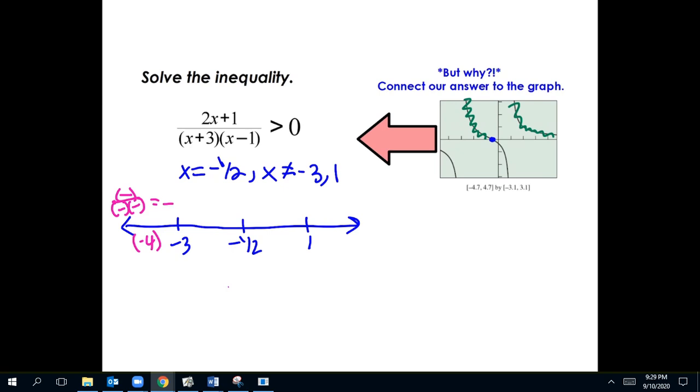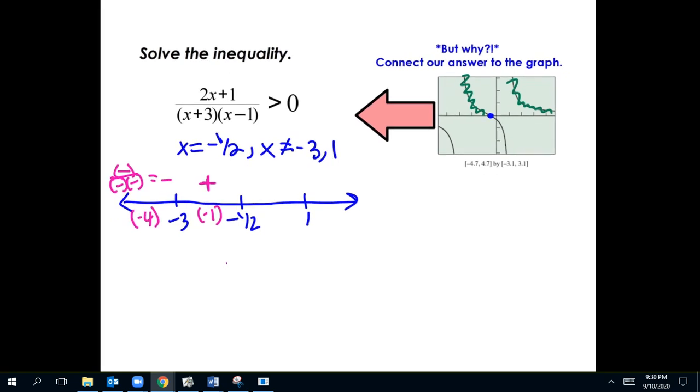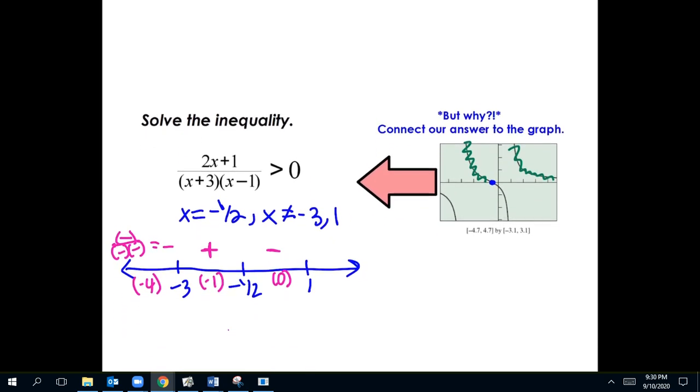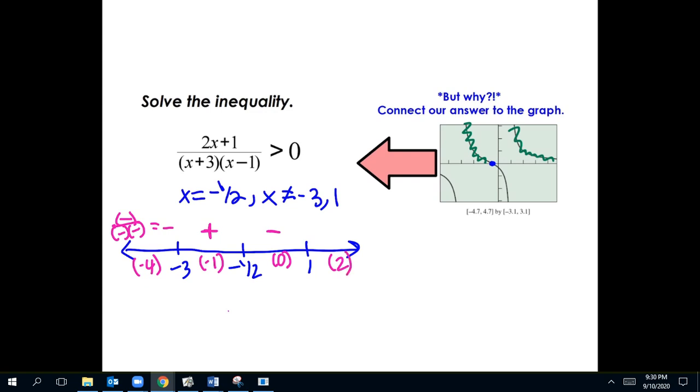Between -3 and -1/2, I'll pick -1. I'm not going to show all that work. It's still -1 will be a negative, positive, negative. There's 2 negatives that time, and so that makes it a plus. Then from -1/2 to 1, we have 0. And so there I can see there's only one negative. That makes the whole thing a negative. And then the last one, I'll pick 2. And we have positive, positive, positive, so positive. And then if you look, I will see when is it positive? So that's all here and here.